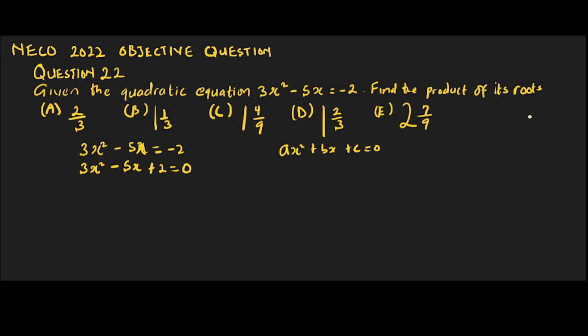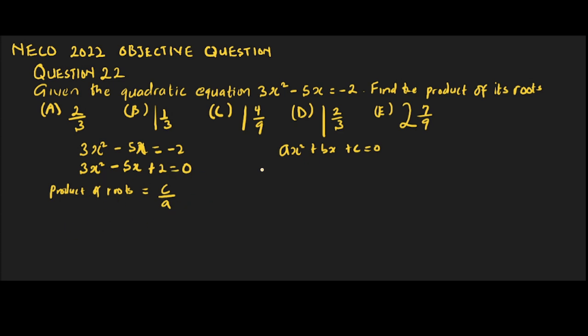Now, the question asks us to calculate the product of the roots. To get the product of the roots of a quadratic equation, the product of the roots is equal to c over a. Now, how do you get our c? How do you get our a?